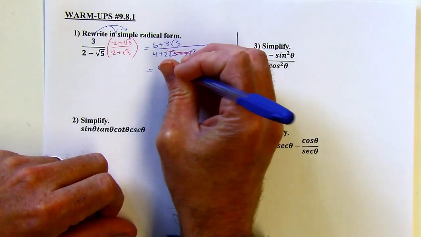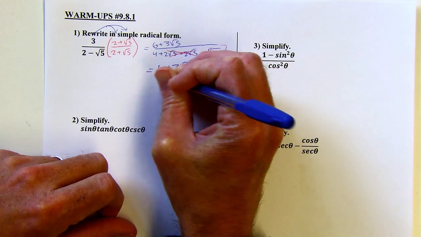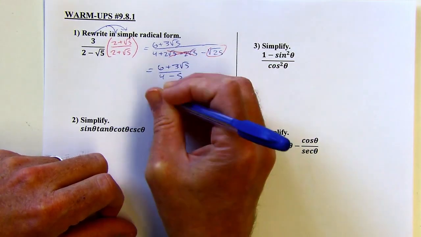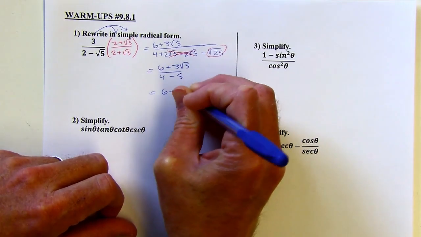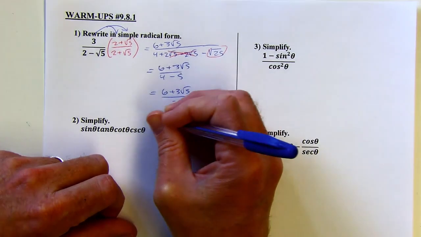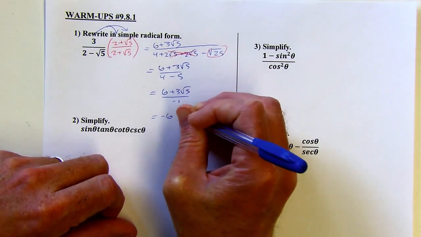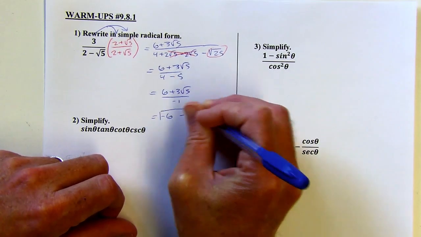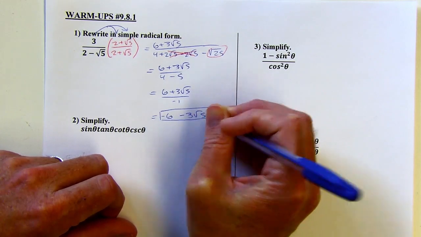So I'm going to have 6 plus 3 root 5 over 4 minus 5. So, hey, that's 6 plus 3 root 5 over negative 1. And when you're dividing by negative 1, you can just change the sign of both terms. And this is simplified, and it's in simple radical form.